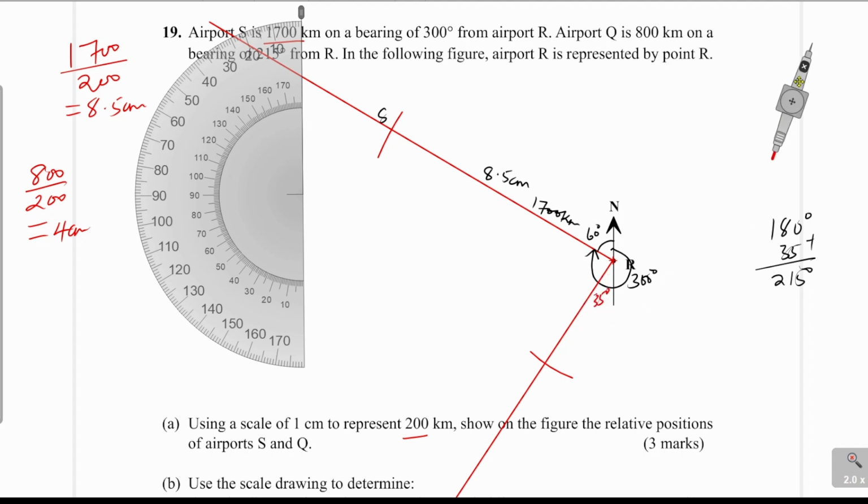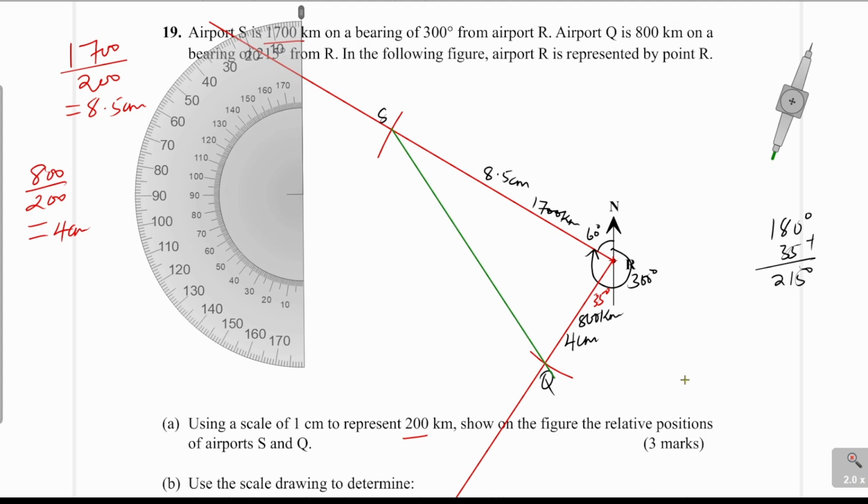So that is 4 centimeters, which is equivalent to 800 kilometers. So this is airport Q. That is airport Q. So we can now join S and Q to have this figure complete using a straight line. Using a straight line, join it just to make it complete, and join it like that. Now the first part is answered.